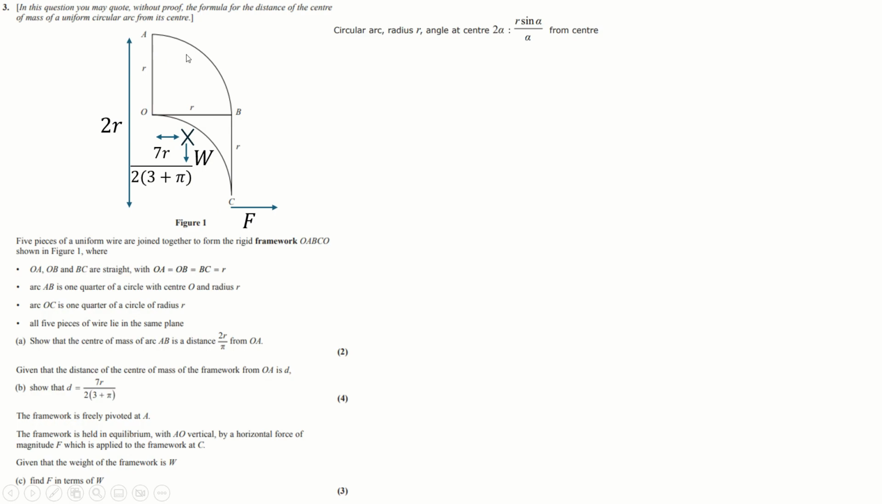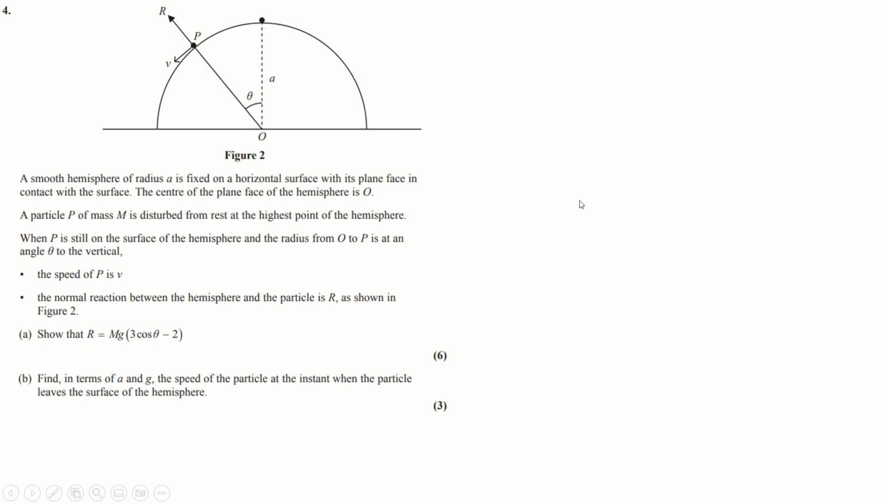It's acting down, so pulling it clockwise. It's pulling it clockwise a distance of this away from A. So this times this, pulling clockwise, is going to be equal to this times this, pulling anti-clockwise, just doing moments from A there. And we'll end up dividing by 2r and ending up with this here as our answer.